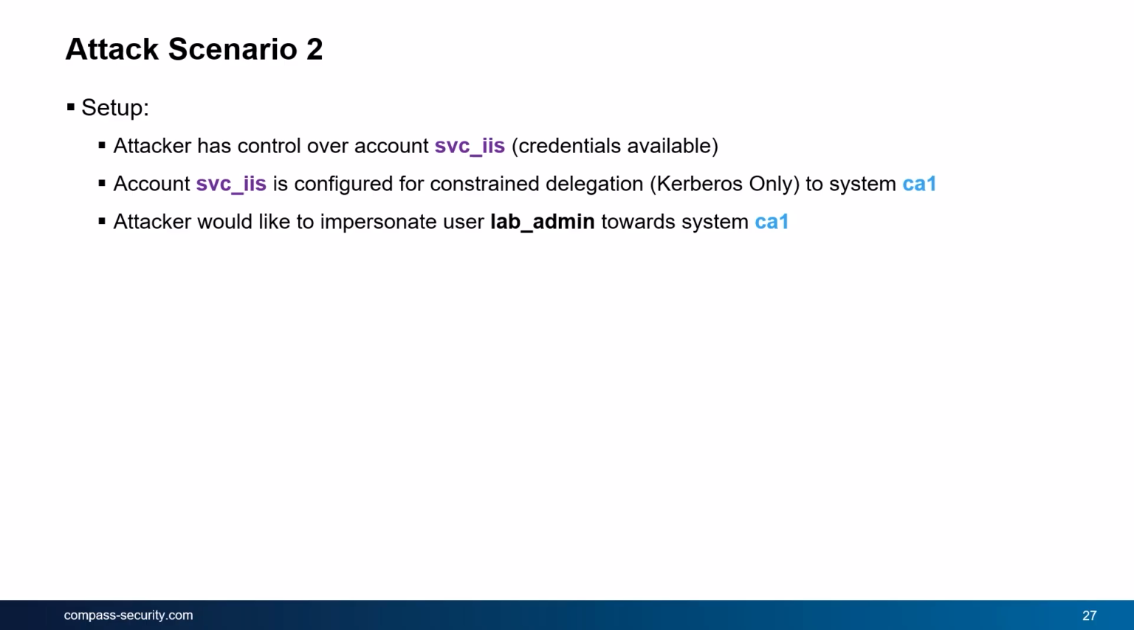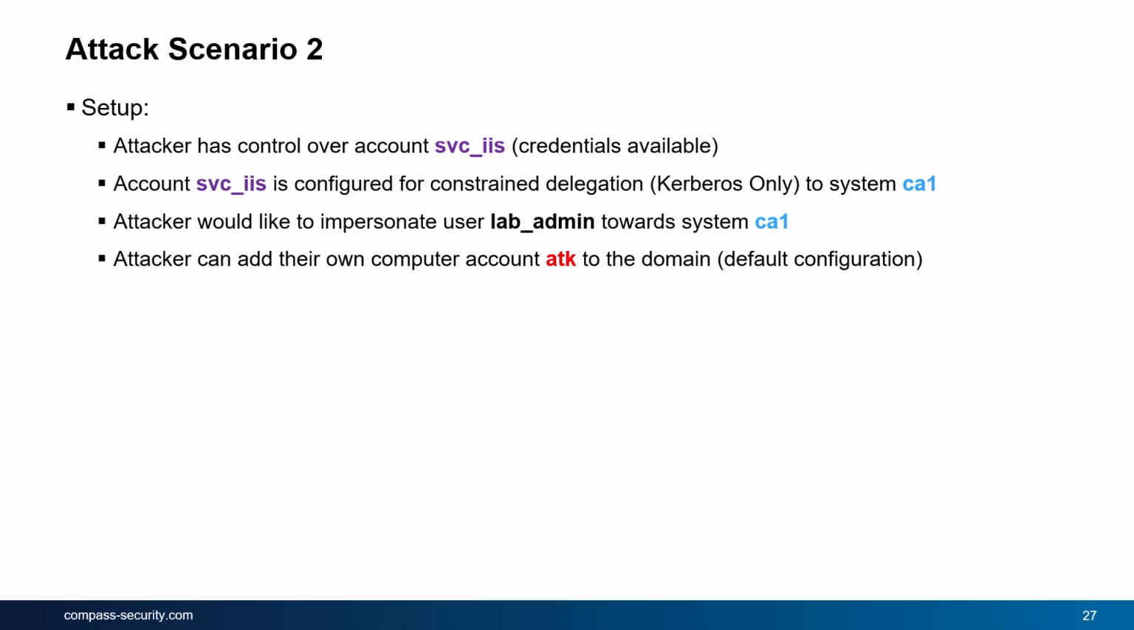And now the difference to scenario 1 is that we currently don't have another system available or another account, but in the default configuration of a new domain, regular users can add up to 10 computer accounts to the domain themselves. So we can take advantage of that and add our own computer account to the domain and then subsequently use this additional computer account for the resource-based constrained delegation trick.